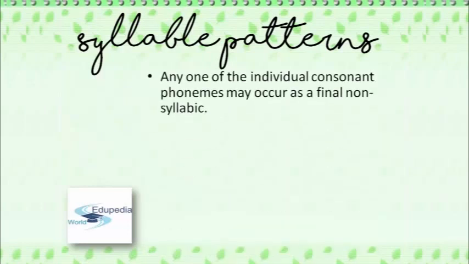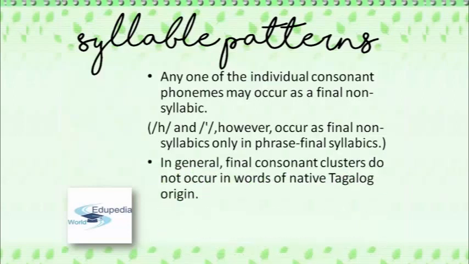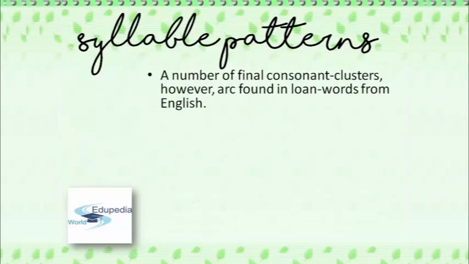Any one of the individual consonant phonemes may occur as a final syllabic. H and the glottal symbol, however, occur as final non-syllabics only in phrase-final syllabics. In general, final consonant clusters do not occur in words of native Tagalog origin. An exception is the WN and the county variant, county a little. A number of final consonant clusters, however, are found in loan words from English.